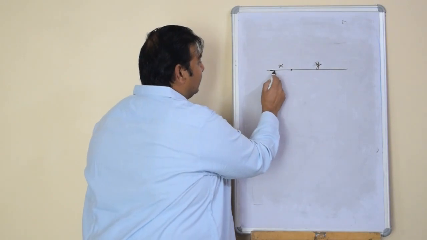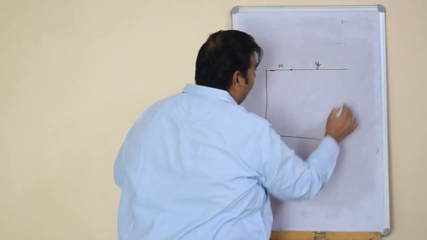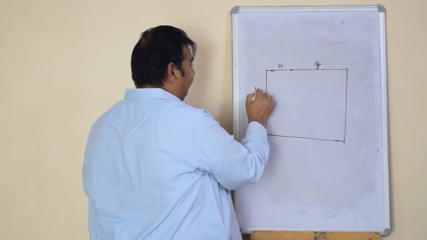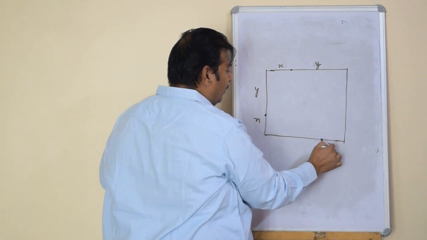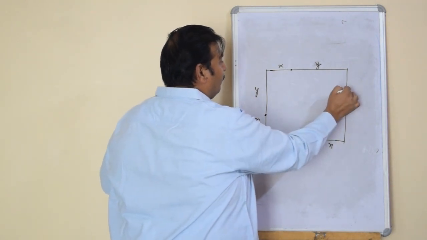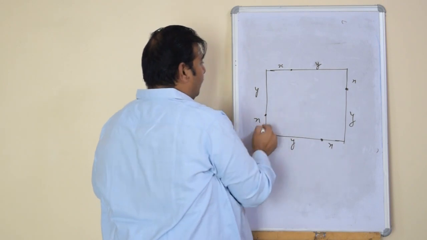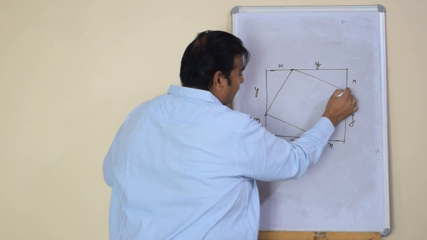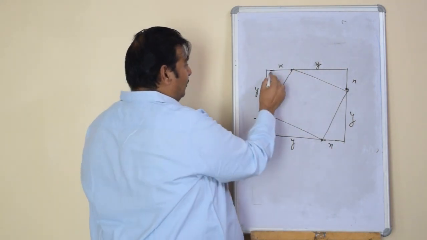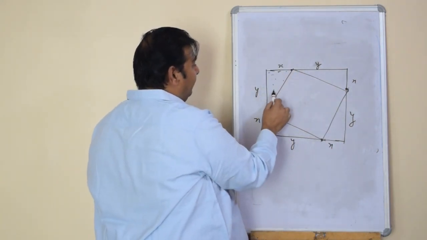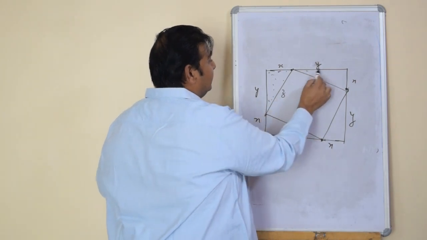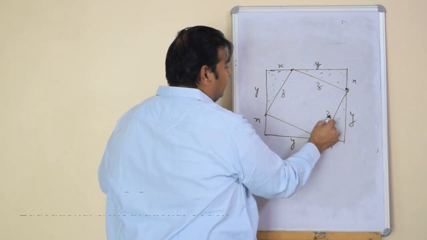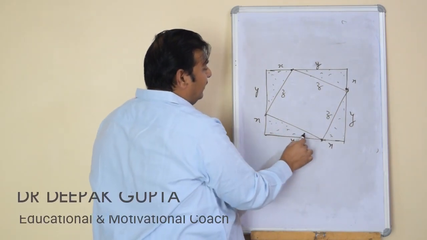So, we complete this square. We choose the same lengths x and y roughly. This is x and this is y. Let us draw. So, this is one right angle triangle, this is z, this is another right angle triangle, this is z, this is another right angle triangle, this is z, and this is another right angle triangle and this is z.